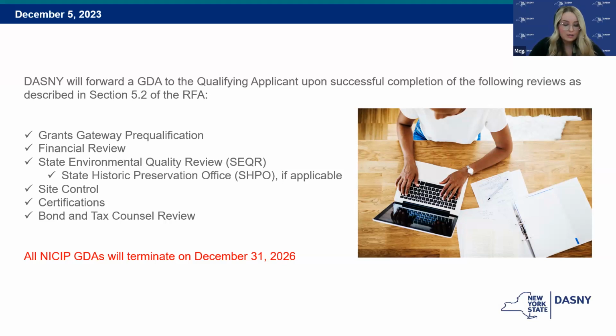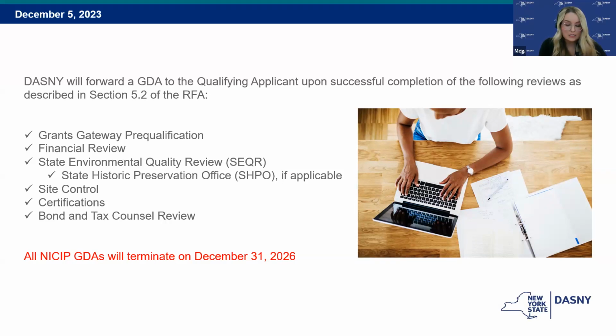Once a qualifying applicant has been sent to DASNY for review, DASNY will undertake a financial, environmental, bond, and tax counsel review. DASNY will also determine whether required regulatory approvals have been obtained and that sufficient site control is in place. For the financial review, DASNY will conduct a financial review in connection with each qualifying application in order to verify that sufficient funds have been incurred in the amount necessary to complete the project and that such funds meet all applicable criteria set forth in the RFA.